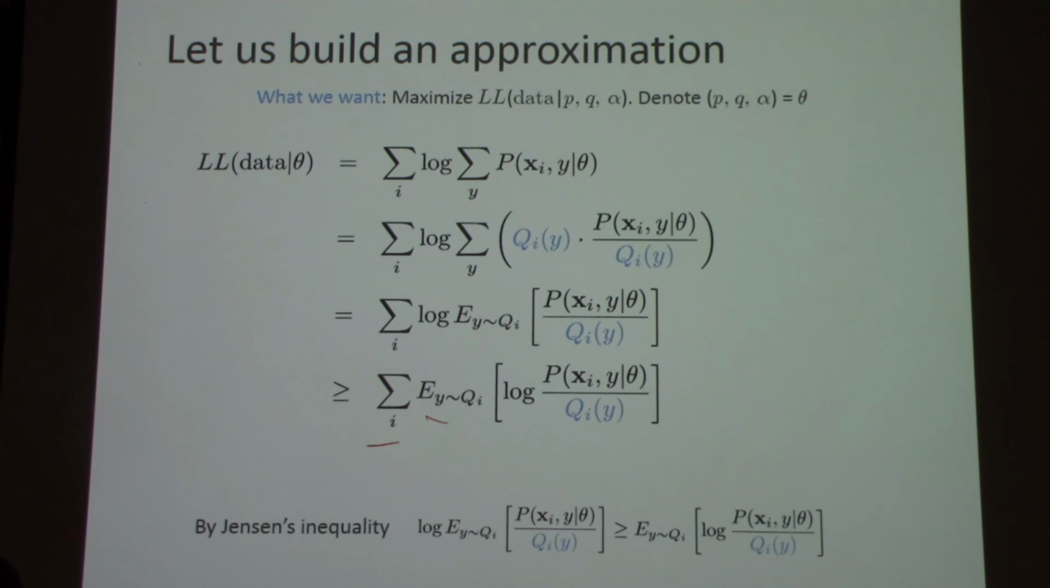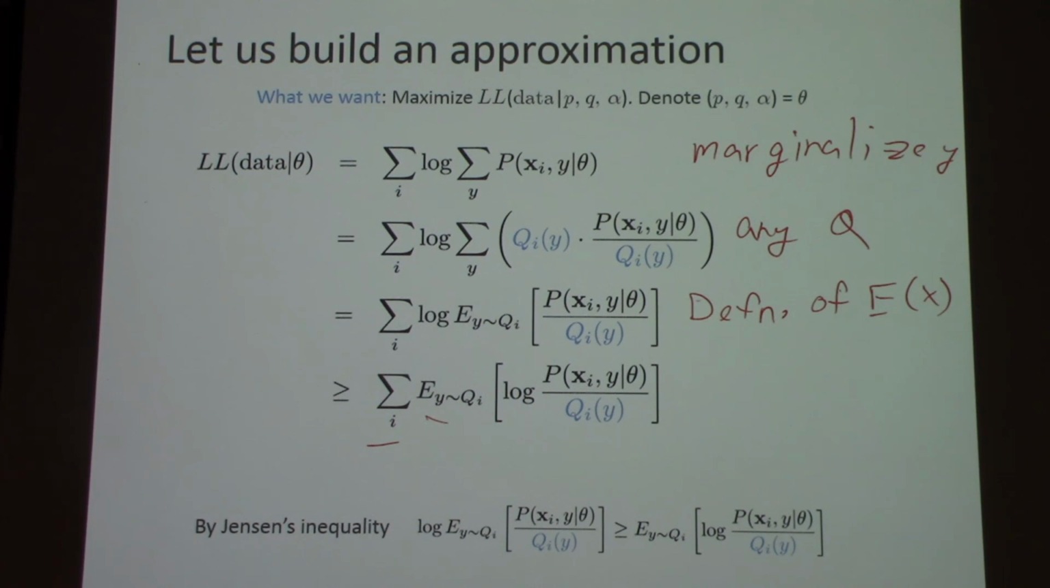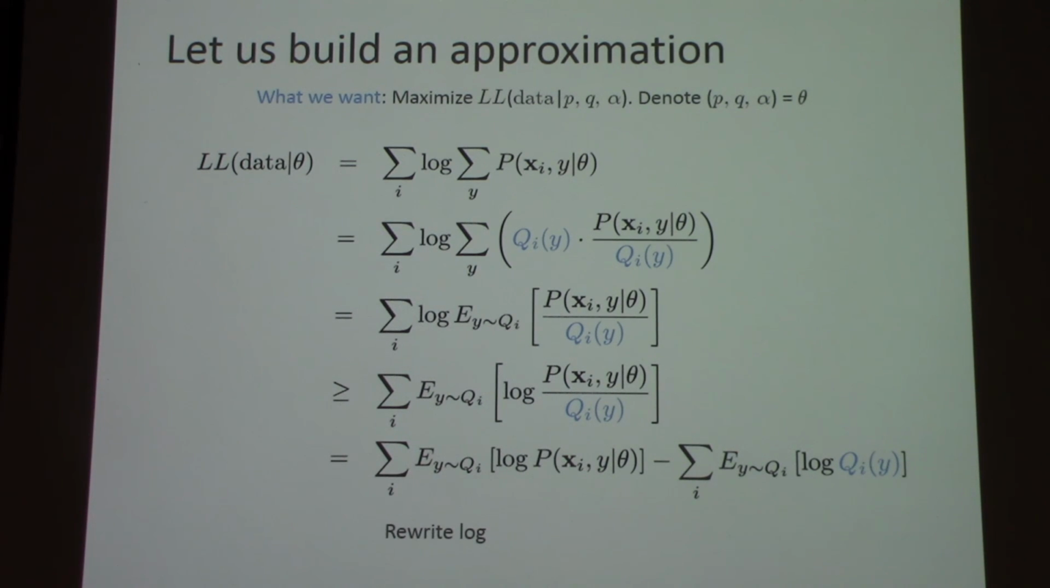The first thing from here to here is marginalize the y. From here to here this is any q, any distribution q. The next step simply says the definition of expectation. And from here to here is Jensen. Please go over this when you're back wherever you are, because it may not be the most obvious thing. There's just one more thing to do, which is I just rewrite log.